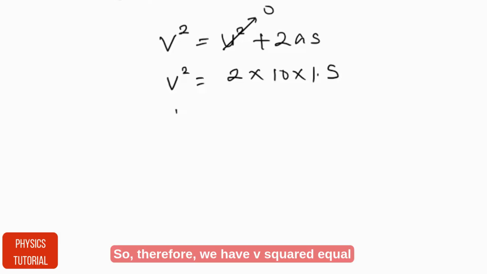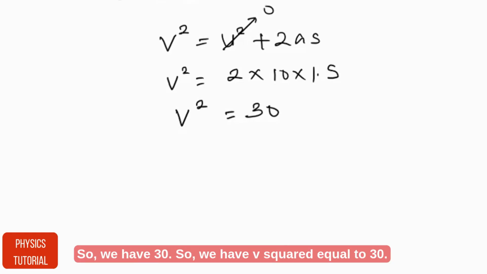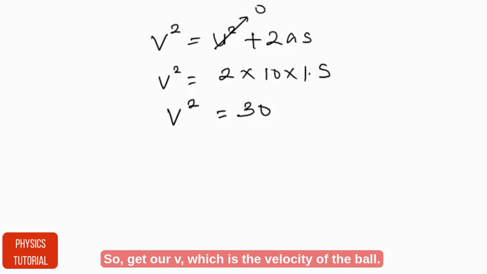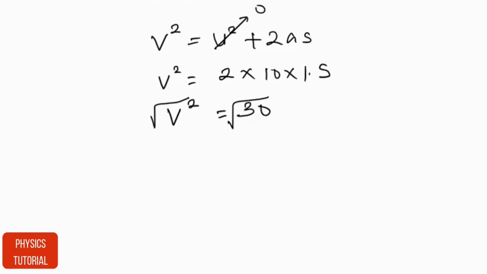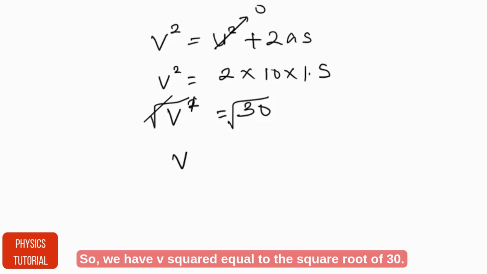So therefore we have v squared equal to 2 times 10 is 20. 20 times 1.5 is 30. So we have v squared equal to 30. So next, to get our v, which is the velocity of the ball just before it makes contact with the ground, we take the square root of both sides. So the square root cancels out the square, and we have v equal to the square root of 30.